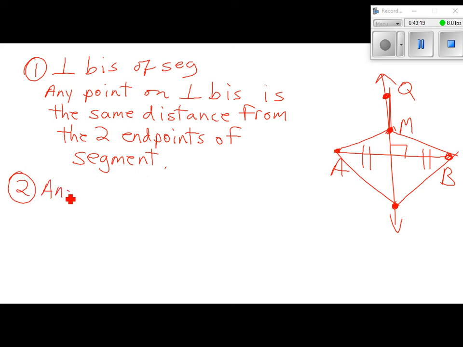Number two, angle bisector. First of all, what does an angle bisector do? Bisects an angle. What does that mean? Splits an angle into two congruent angles. So that's an angle bisector there.